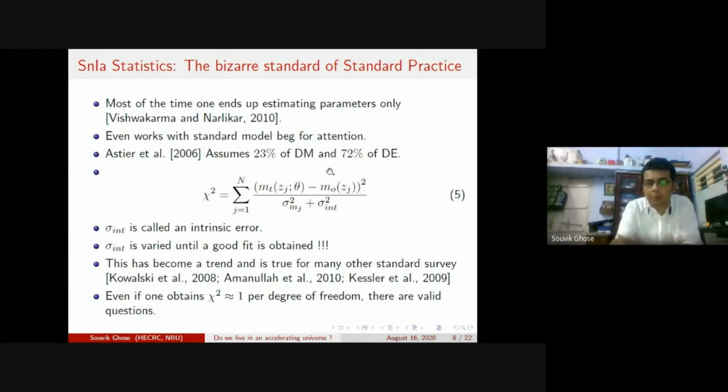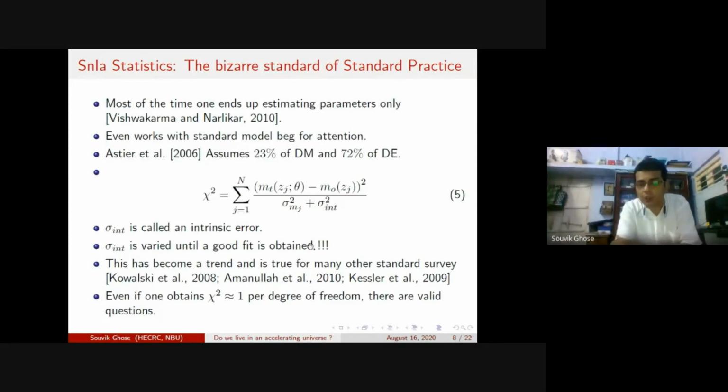But herein lies the problem. They use a chi-square function like this. And notice this sigma int square. This they called an intrinsic error. And then they do a very interesting thing. After fitting the model, they go on varying this sigma int until a good fit is obtained.